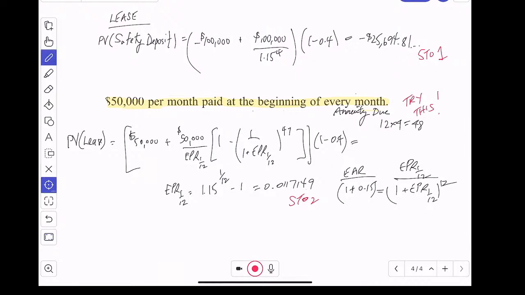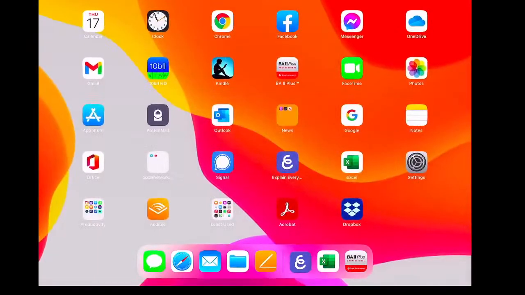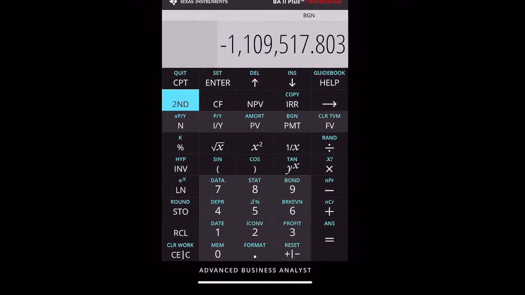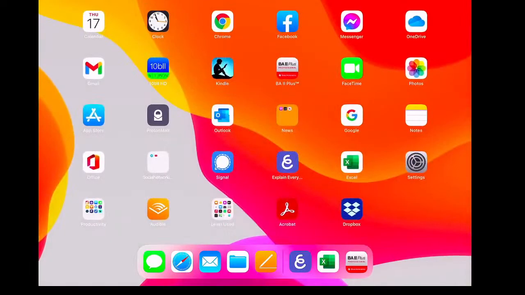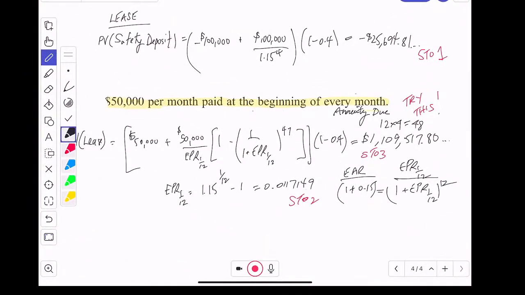So I'm going to store that in 3. The present value of the lease, when all is said and done, is 1,109,517.80. So I'm going to store that in 3. And I keep it as a negative because it's an expense, or it's a cost.